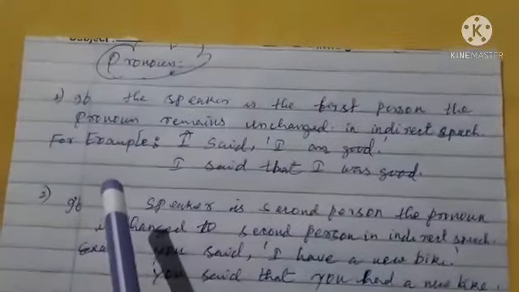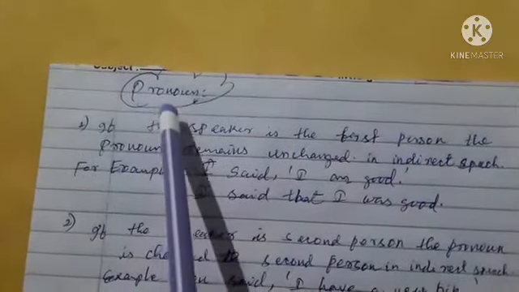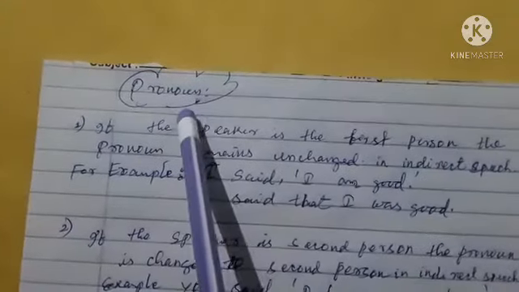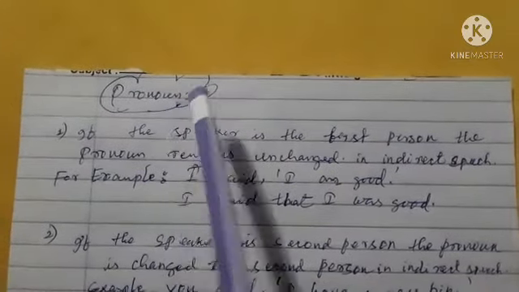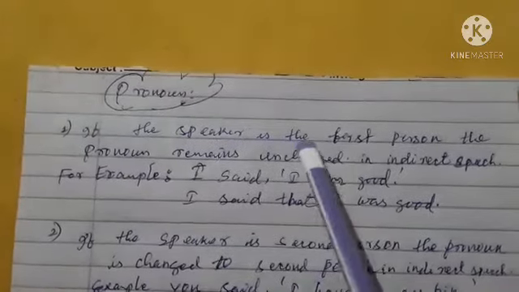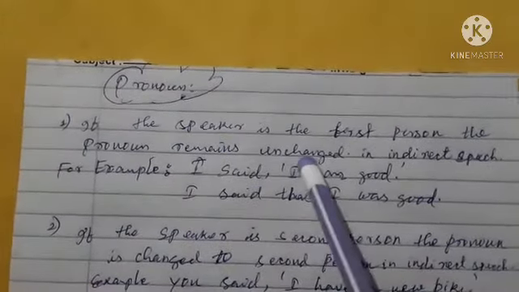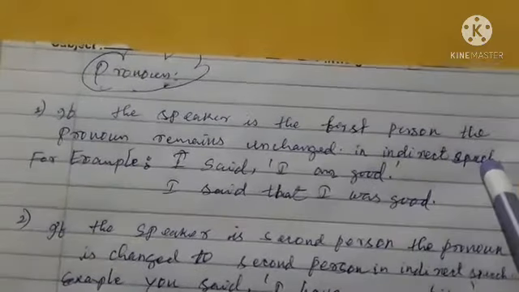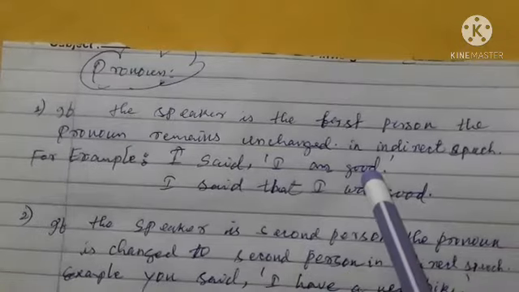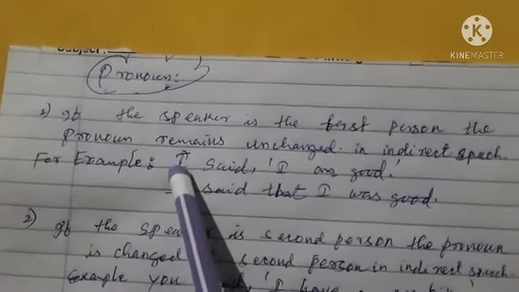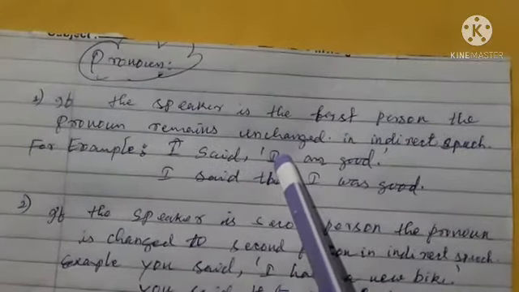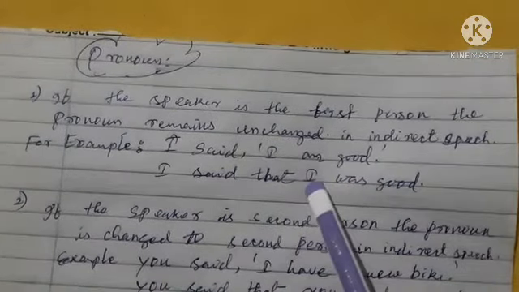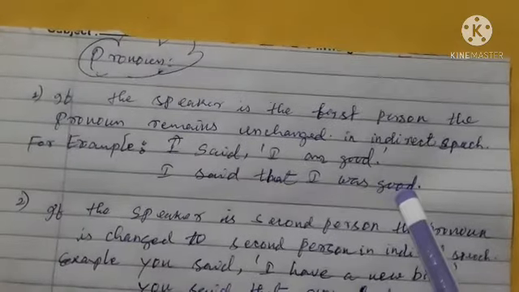Okay. After having seen the punctuation, let us see about change of pronouns. Even though we have already seen it, here let us learn some more about pronouns. So if the speaker is the first person, the pronoun remains unchanged in indirect speech. For example, I said, "I am good." Since the speaker is in the first person, therefore in reported speech, the pronoun I will remain unchanged: I said that I was good. Okay?